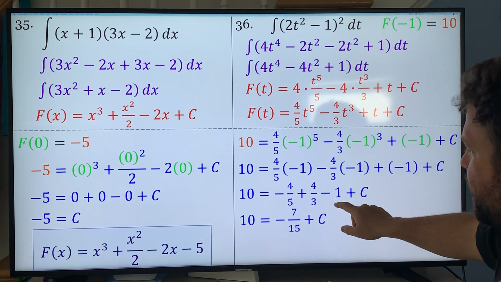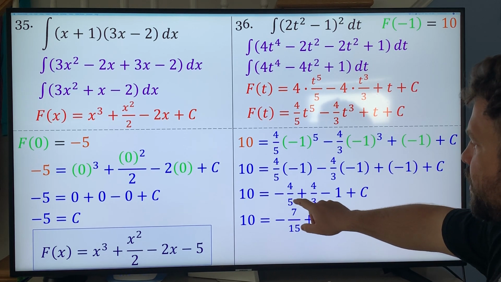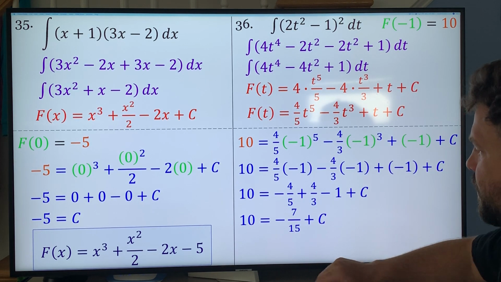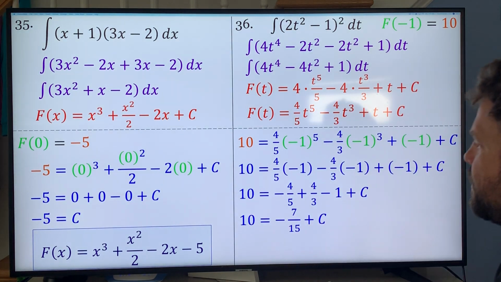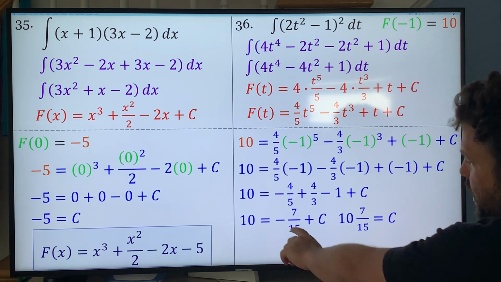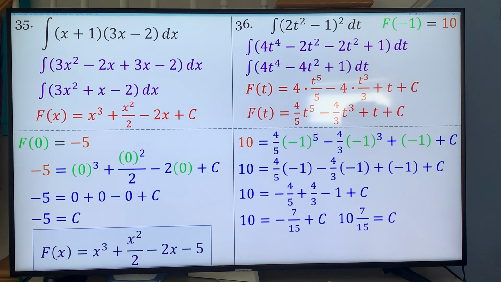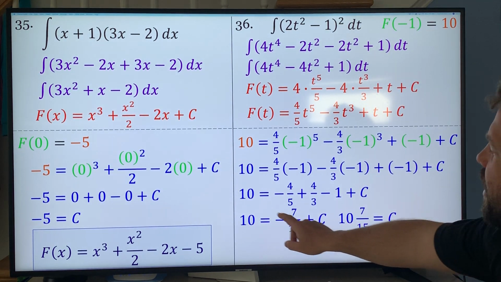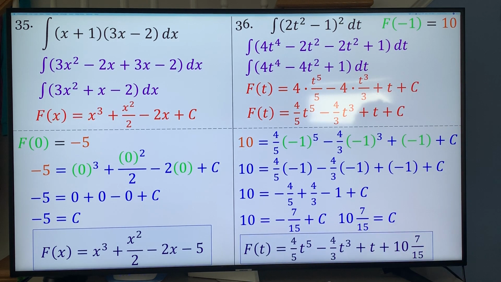Because you want these all to be 15s. So you have to multiply this by 3 over 3, 5 over 5, 15 over 15. 10 minus 7 over 15 is 9 and 8/15. Oh wait, add 7/15. I got the hard part right, you got the easy part wrong. Add 7 over 15, so you get 10 and 7/15. Be careful, don't make mistakes like me.